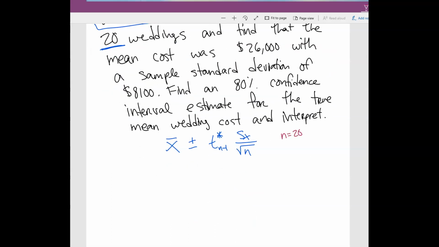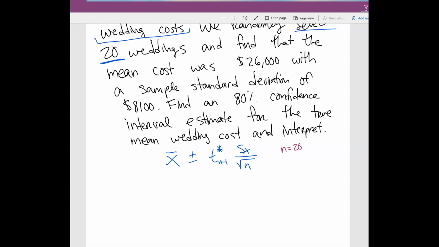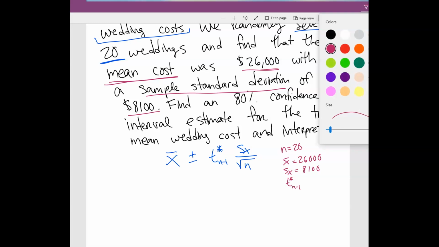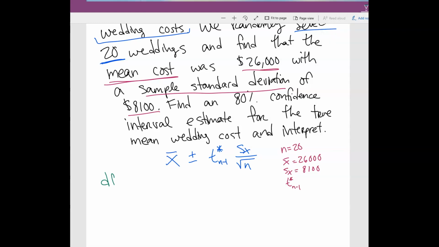is equal to 20. Okay, we find that the mean cost, okay, the mean must be this x bar. That's 26,000. So x bar is equal to 26,000. And then we finally have sample standard deviation of 8,100. That must be our s sub x. That's going to be 8,100. Now, the only thing that's missing is to figure out what this t star is. Okay, this n minus 1 thing. So we just figured out how to do that in the previous video. So all we have to do first is find our degrees of freedom. And in this case n is equal to 20. So I'm going to take 20 minus 1, which gives me 19.